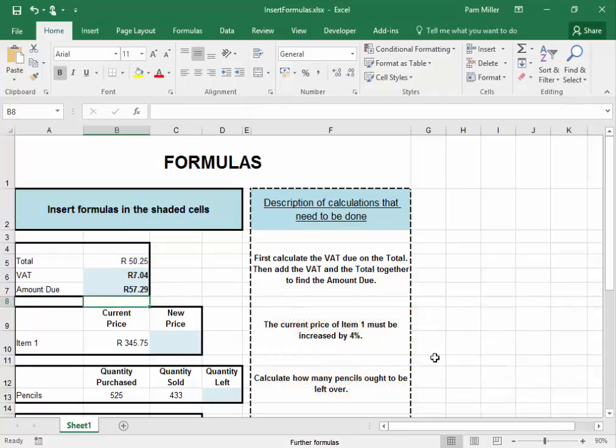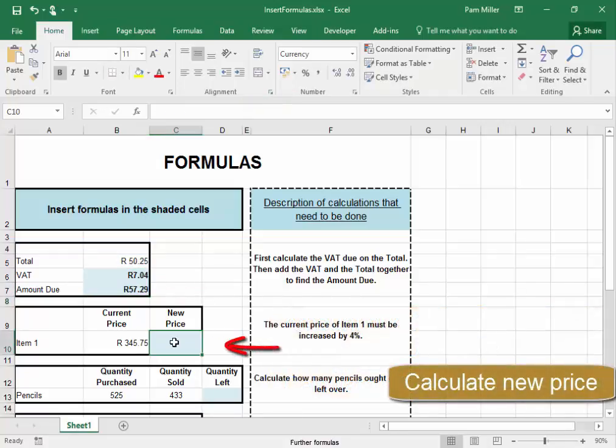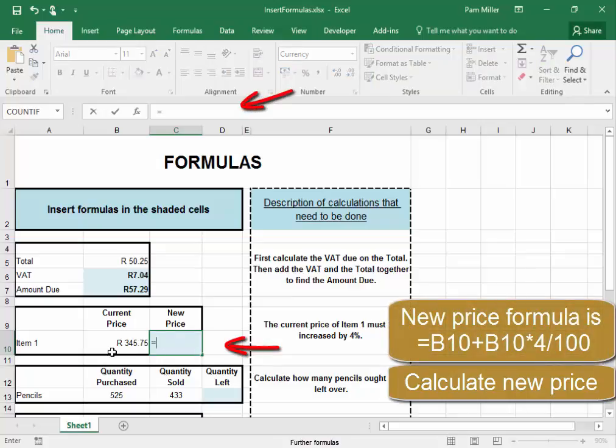There we are. Now here, we have to calculate the current price of item 1 must be increased by 4%. Now that is going to be that amount plus that amount multiplied by 4%. There we are.